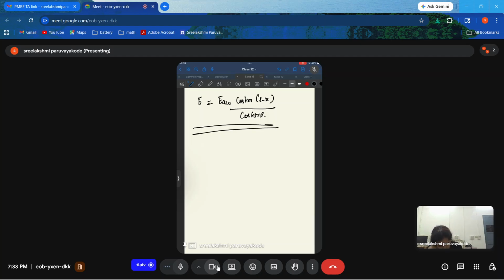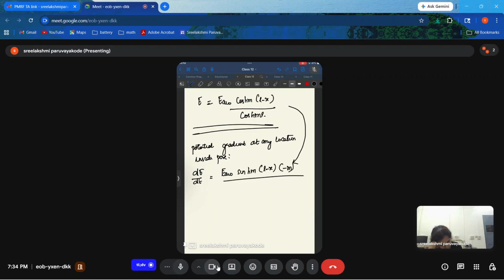Now, the next thing is the potential gradient at any location inside the pore, dE by dx. I'm simply going to differentiate this expression. EAC naught sinh m(L minus x) times minus m, and cosh ml is a constant, so nothing will happen to it. I give this as equation 16.